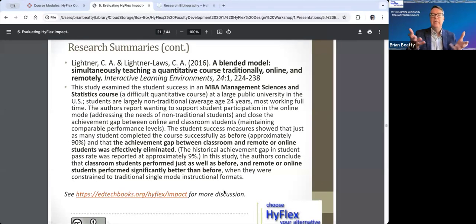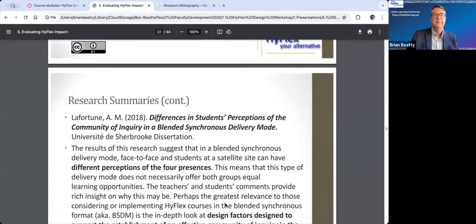So essentially, they improved the performance for the online students, so that became a richer environment for them. They were able to learn better, and they did not degrade the experience for the face-to-face students. This is an important finding, I believe. Another good one to take a look at.